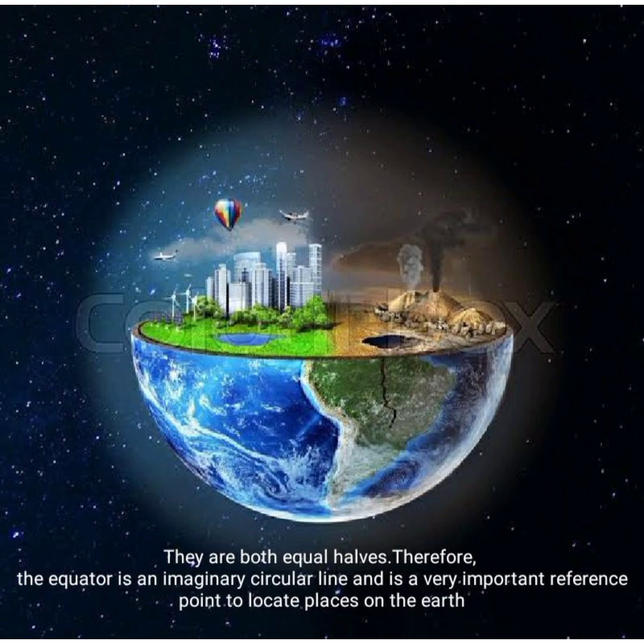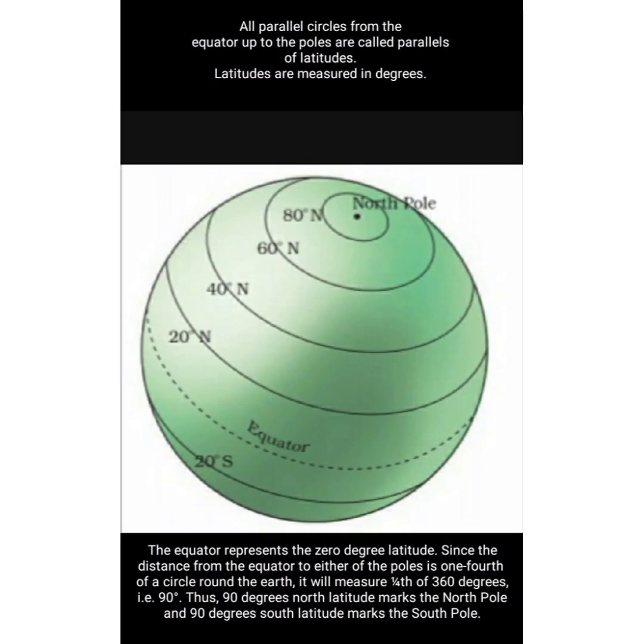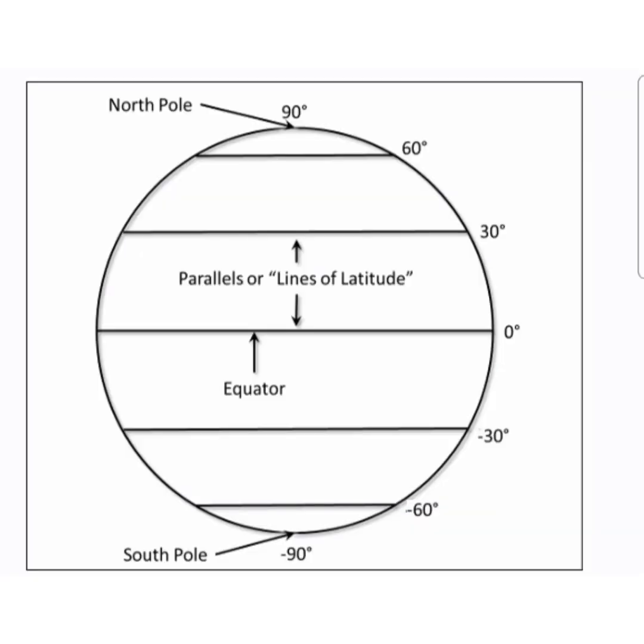Now we will see what are the parallels of latitude. All the parallel circles from the equator up to the poles, which you can see in the figure, are known as parallels of latitude. And always remember that latitudes are measured in degrees. The equator represents the 0-degree latitude.